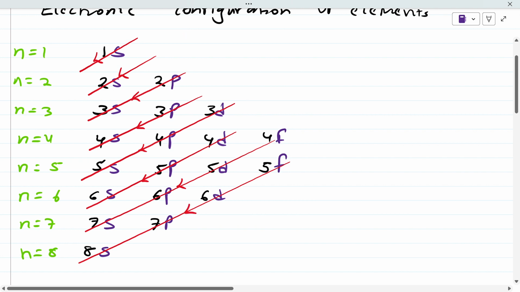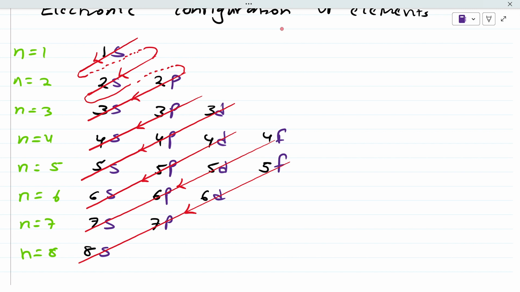So knowing that, you should know that immediately I come from 1s, I move to 2s like that. From 2s, instead of going to 3s, I have to fill 2p first before moving to 3s. Then immediately the 3s is full.